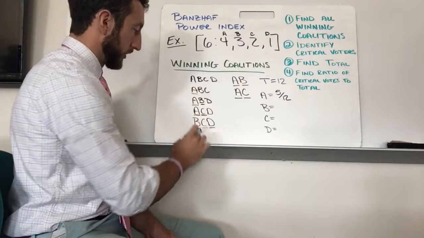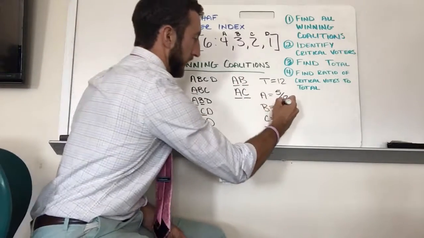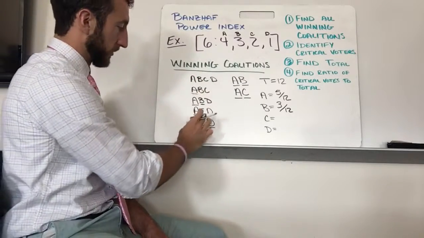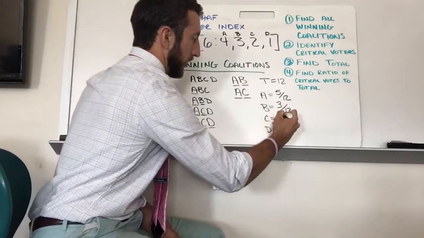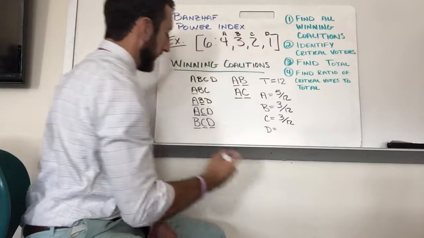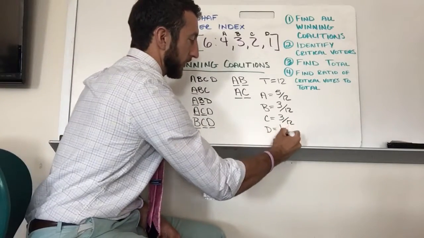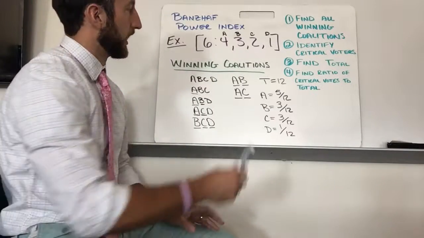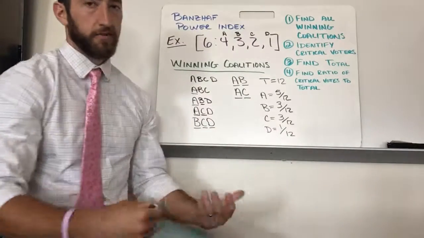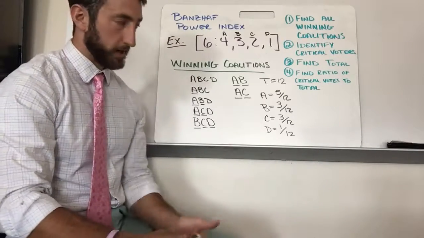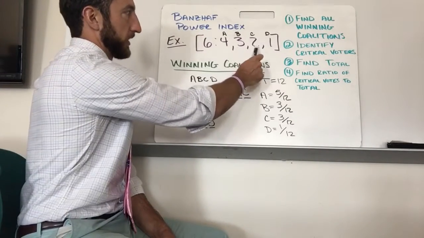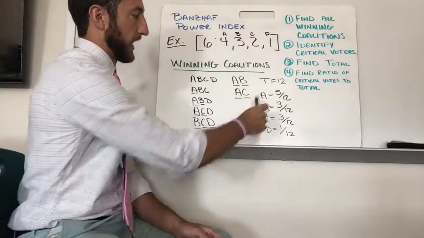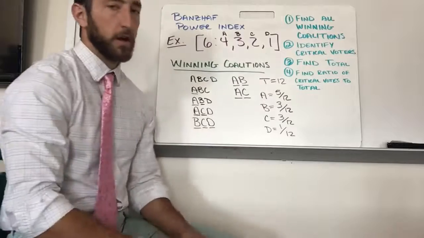B is going to be 1, 2, 3, so that's 3 out of 12. And then C is going to be 1, 2, 3, so 3 out of 12. And then D is underlined the once, so that's going to be 1 out of 12. So you see some patterns going on here. If you notice, B and C have the same amount of power according to the Banzhaf Power Index. Even though B had 3 and C had 2, they still in this voting system have the same amount of power. Now A has the most and D has the least.